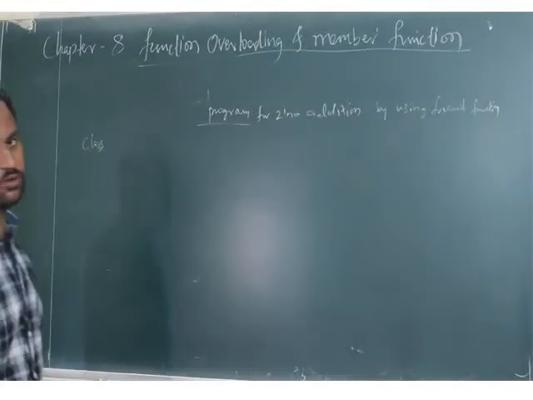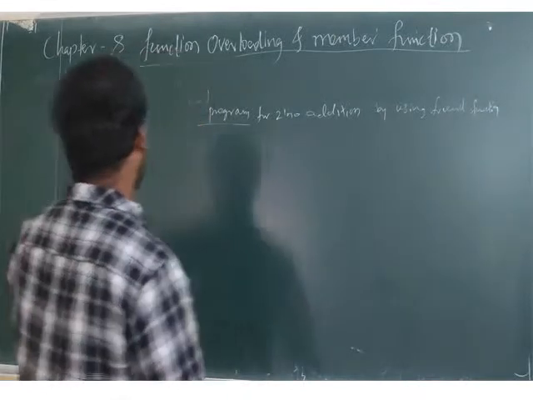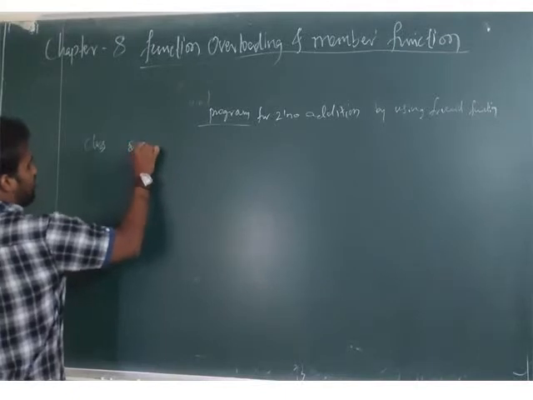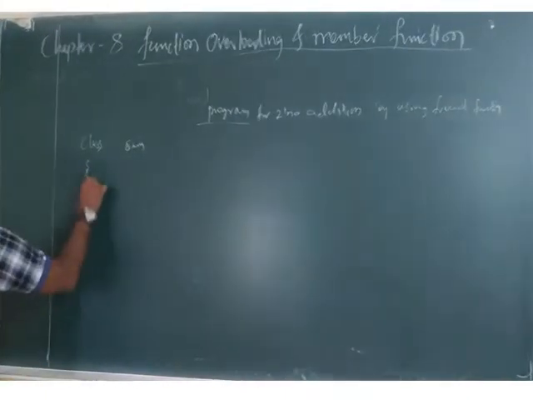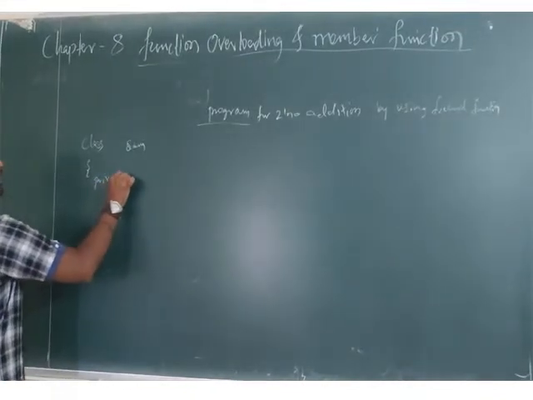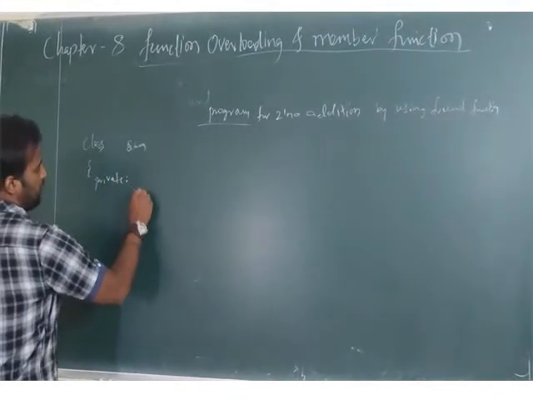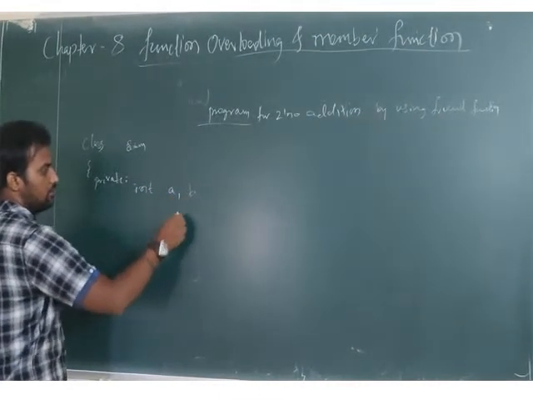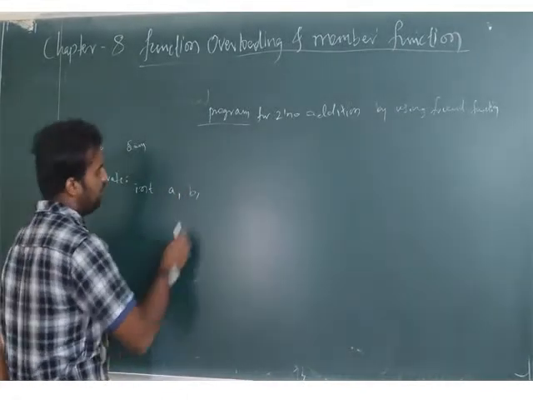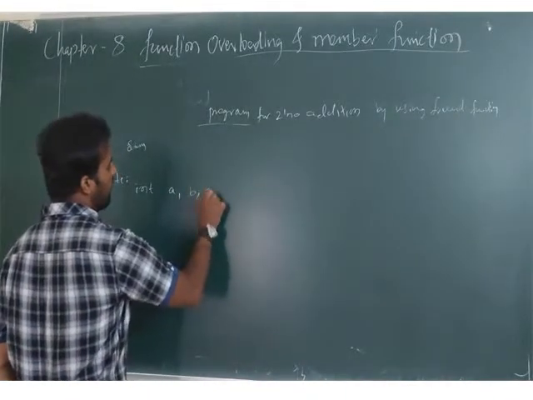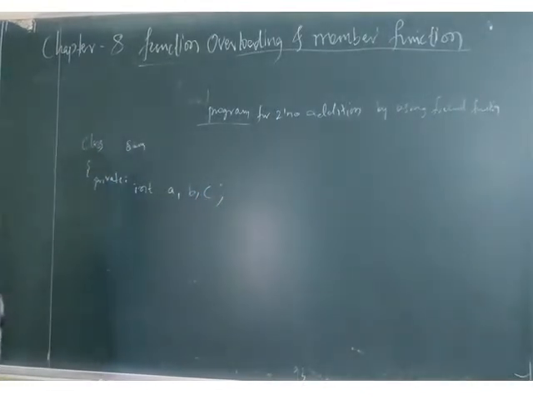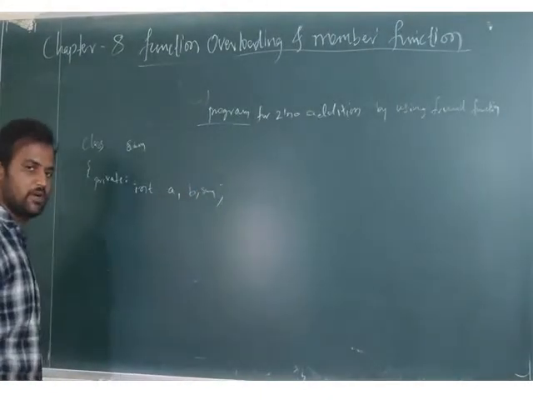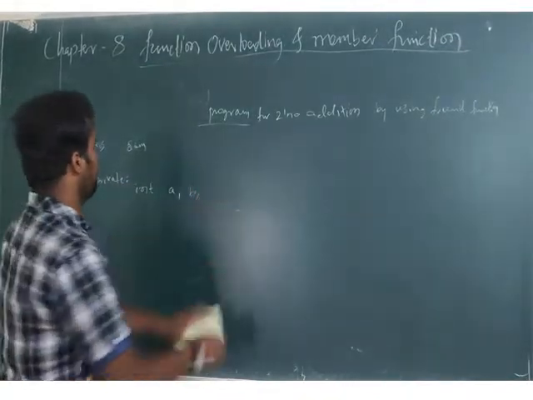Hash include iostream, hash include conio, compulsorily you have to write. Now I will just start with class sum, meaning addition of two numbers. Now here, what I do is in private we have to write a number function. C is equal to A plus B, or sum is equal to A plus B, whatever. So sum I have already taken, sorry, we take C.